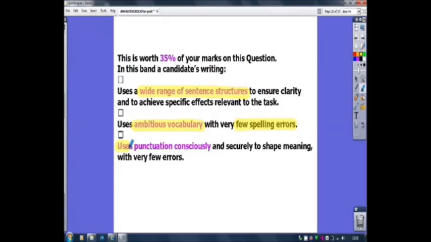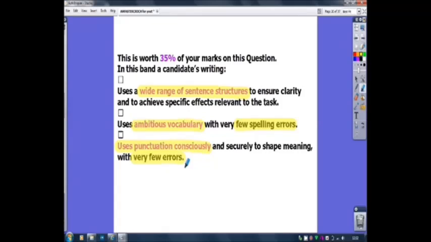And then here, use punctuation consciously. And if you can imagine just having a load of punctuation in your pocket and chucking it at the page, it's almost as ridiculous as that. Obviously, you want to be accurate, but if you're not sure whether you need to use the colon or the semicolon, are you going to lose your A-star? No, because look, you just need very few errors. It doesn't have to be error-free.